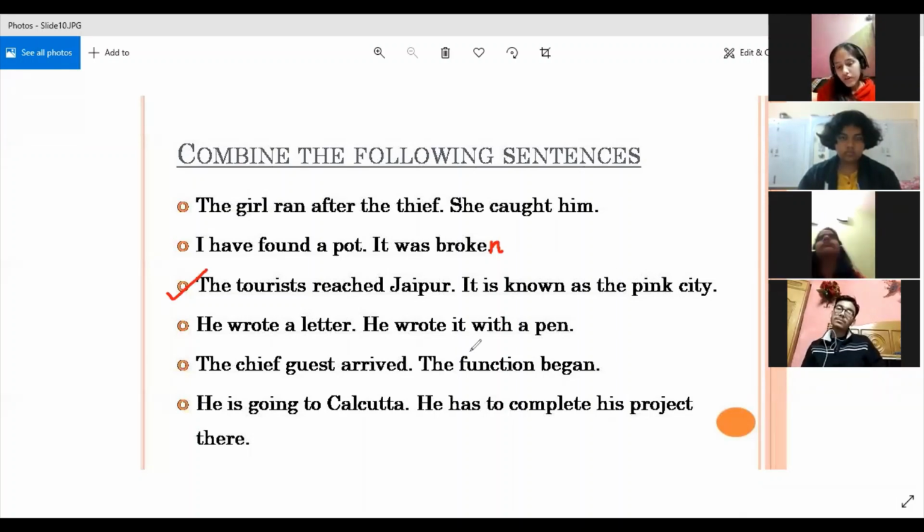Next, he wrote a letter. He wrote it with a pen. Yes, Tasneem. He wrote a letter with a pen. Correct. He wrote a letter with a pen.